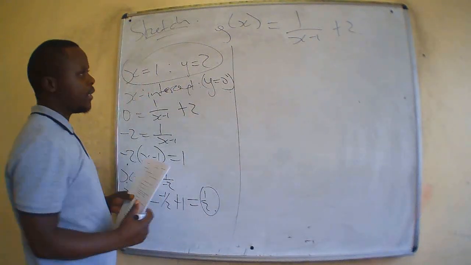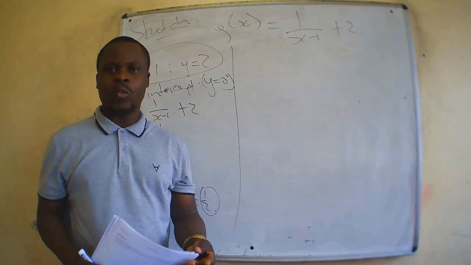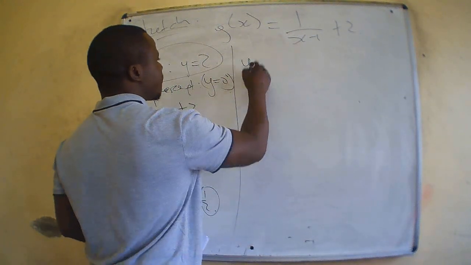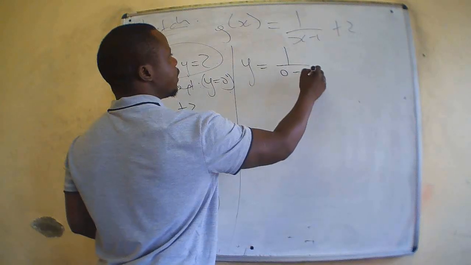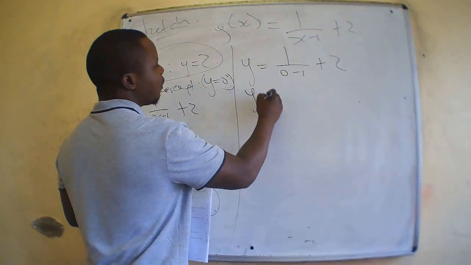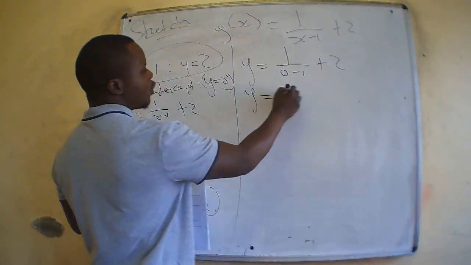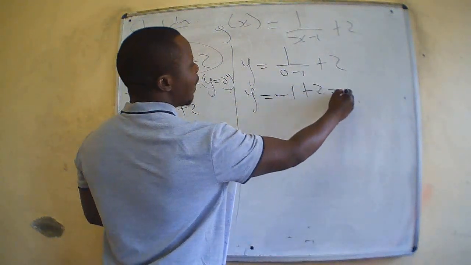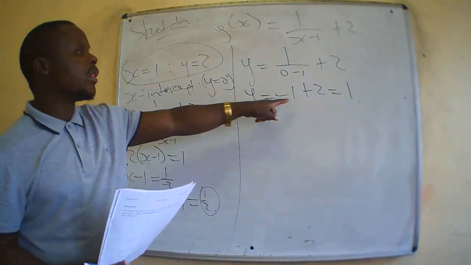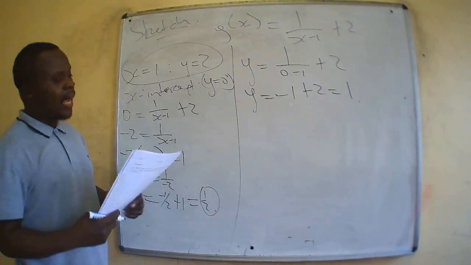Let us determine what is called the y-intercept. How do we get the y-intercept? We get the y-intercept when we make x equal to 0, plus 2 in this case. So y will be equal to 1 divided by negative 1, which gives us negative 1. So minus 1 plus 2, our answer will be 1. This is now the y-intercept, along with our x-intercept and our asymptotes.